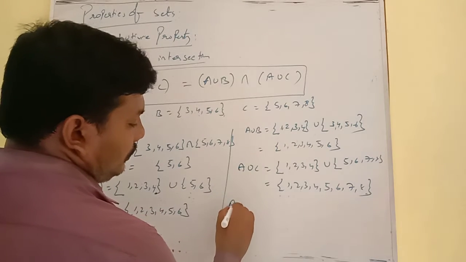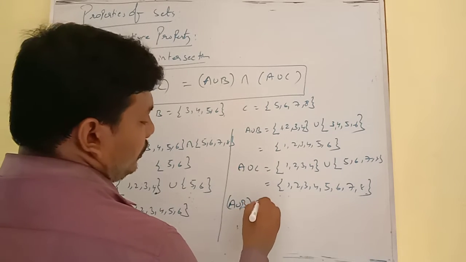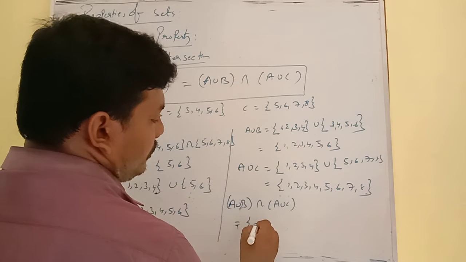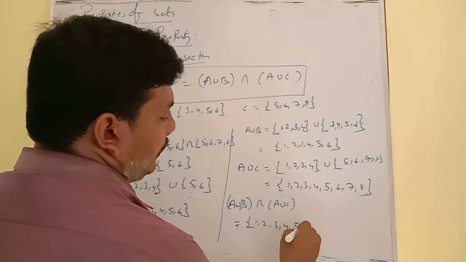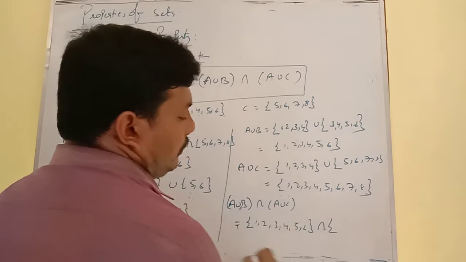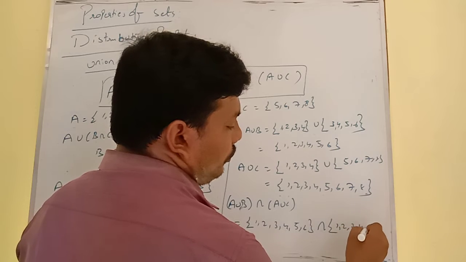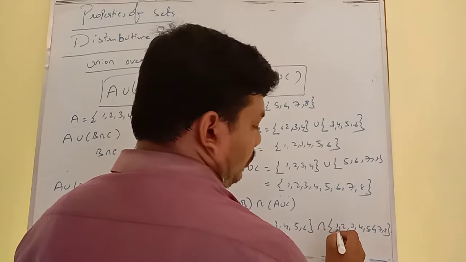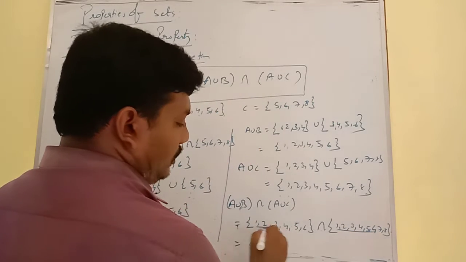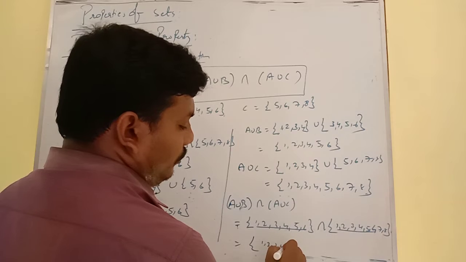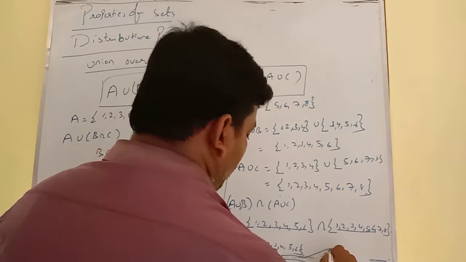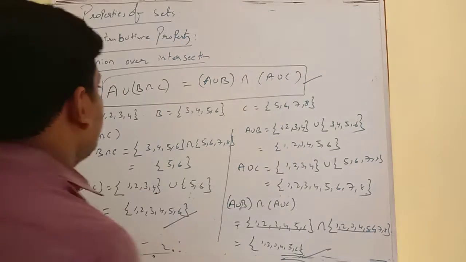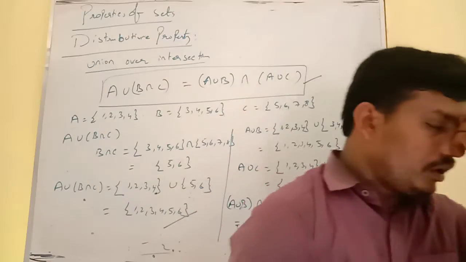Then coming to A union B intersection A union C, this can be written as A union B, which is 1, 2, 3, 4, 5, 6, intersection 1, 2, 3, 4, 5, 6, 7, 8. So what is the intersection part? The intersection part is 1, 2, 3, 4, 5, 6. Here also 1, 2, 3, 4, 5, 6. So now both are the same. That's the reason why this distributive property is verified.